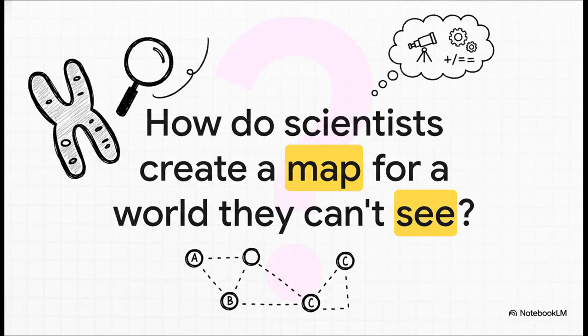And that really is the central mystery, isn't it? I mean, chromosomes are just impossibly small, and the genes themselves are just sequences within that tiny, tiny structure. So how on earth do you draw a map of a place you can't even see, let alone explore? It sounds like it should be impossible. But as we're about to find out, the answer is this brilliant mix of careful observation, pure logic, and just a little bit of math.